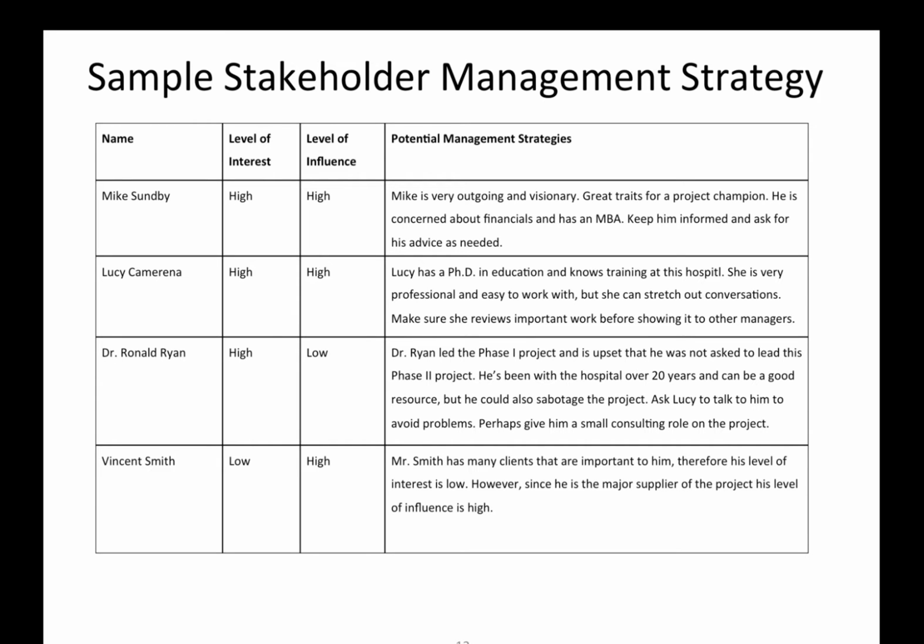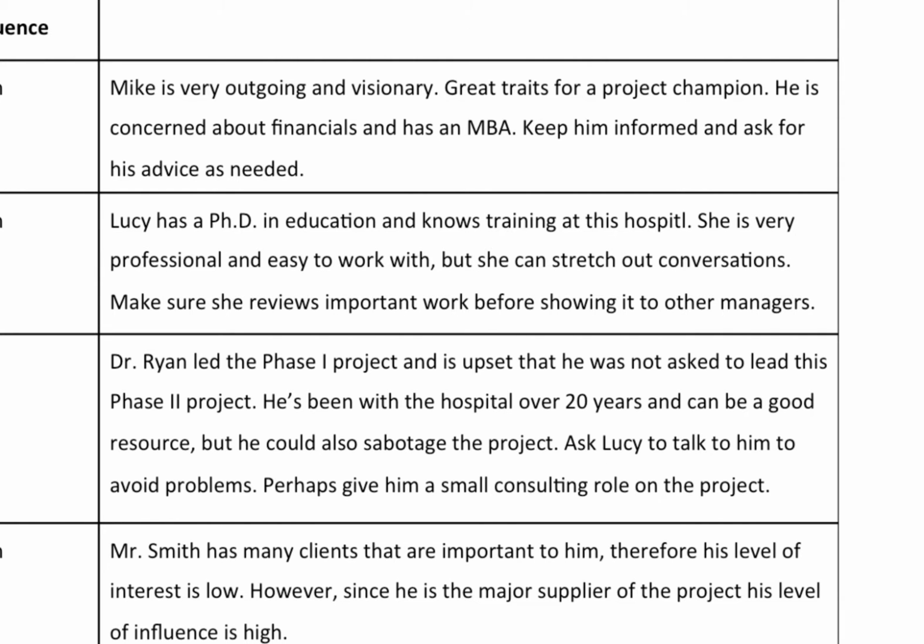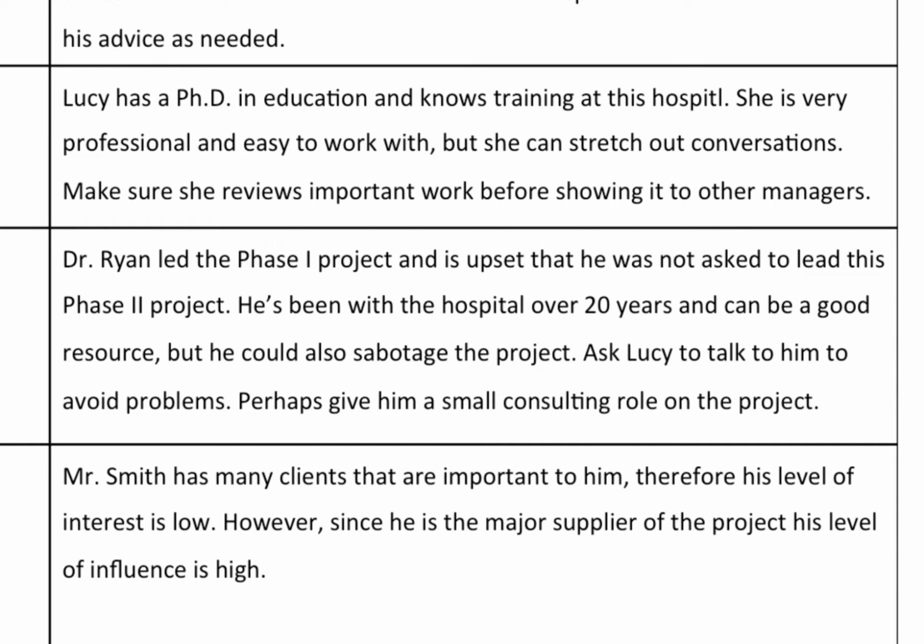Here again, the names of the major stakeholders are listed with their level of interest and level of influence. As you can see, each stakeholder has various levels of interest and influence that dictates the management strategies. Take, for example, Mike Sunby. His level of interest is high and his level of influence is also high. So the strategies helping to interact with Mike is that you understand that he is very outgoing and visionary. He has great traits for a project champion. He is concerned about financials and has an MBA. So you need to keep him informed and ask for his advice as needed. So as you look at the levels of interest and influence on each one of the major stakeholders, you'll develop a management strategy for each one of them.